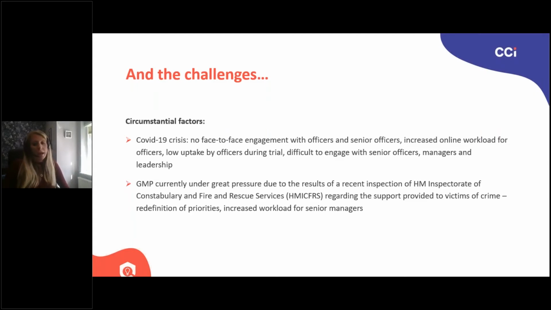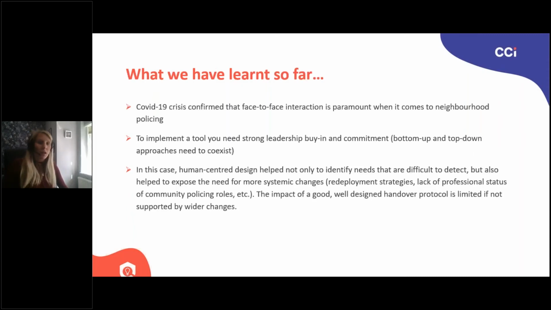Another issue that we found was that recently GMP was, I think it was December 2020, under great pressure due to the result of an inspection that found that the way GMP provides support to victims of crimes needed to be improved. This meant that the leadership had to redefine their priorities, and it meant also an increase in the workload of those senior managers who had to address this problem that was found in the recent inspection. Other initiatives, other problems, including our tool, were not prioritized.